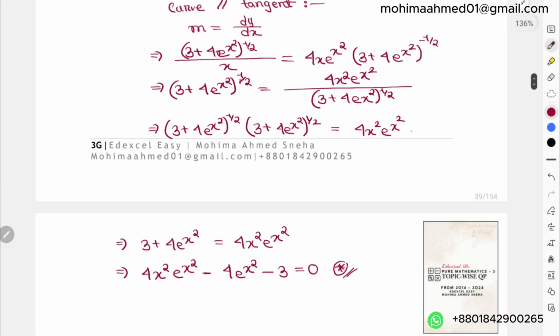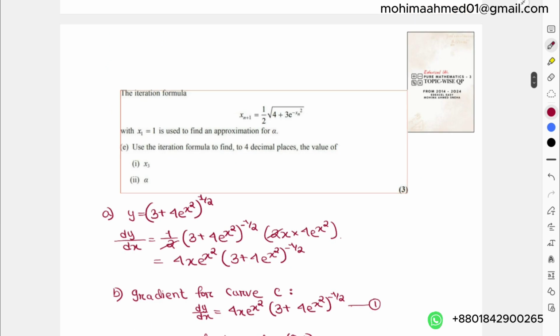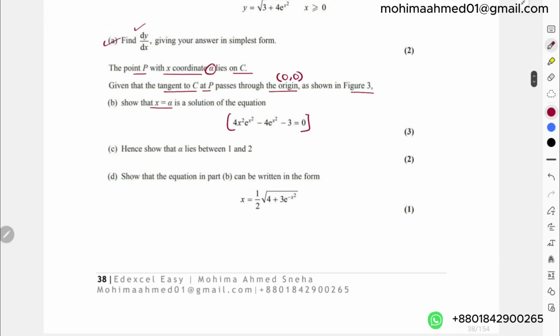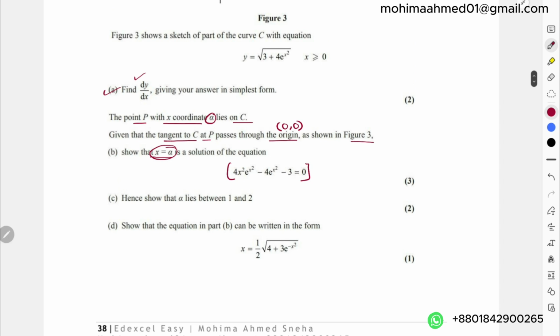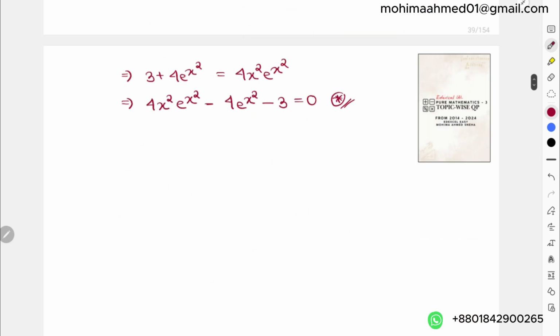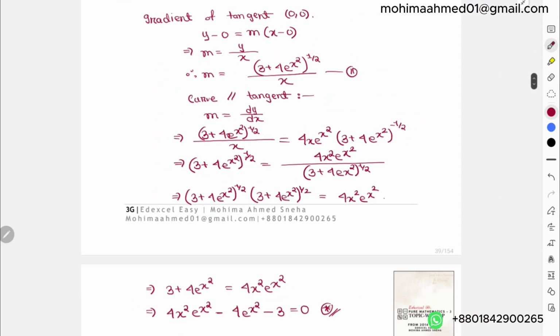And that is your case, right? That is the equation that I was supposed to show. In this entire part B, they were asking that you need to show that x equals p is a solution for this equation, and x equals p is a solution for what equation? x equals p was supposed to be the solution for the intersecting equation of the tangent and curve, right? So I got this equation after intersecting the gradient of the tangent and curve. So obviously x equals alpha is going to be the solution for this equation. This is how we are going to calculate this.